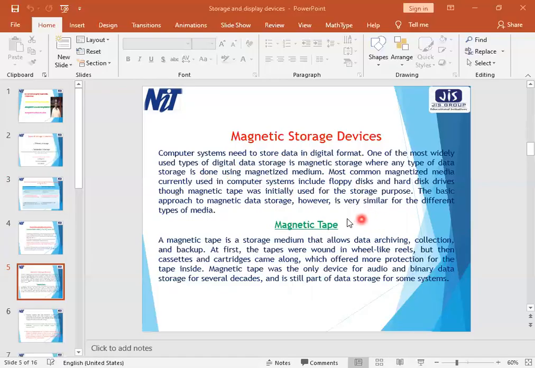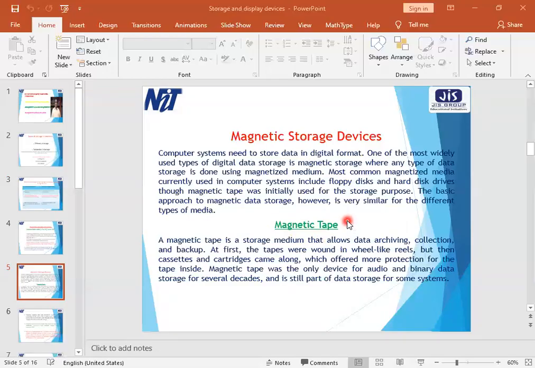The first very important type of magnetic storage device was magnetic tape. This was probably the first type of magnetic storage device. All of you have seen the reels. In earlier days, if you ask your parents or grandparents, they will tell you what was used during their days in the 50s or 60s. Your parents can also tell what was used in their childhood during the 80s or 90s. During the 50s or 60s, reels were used.